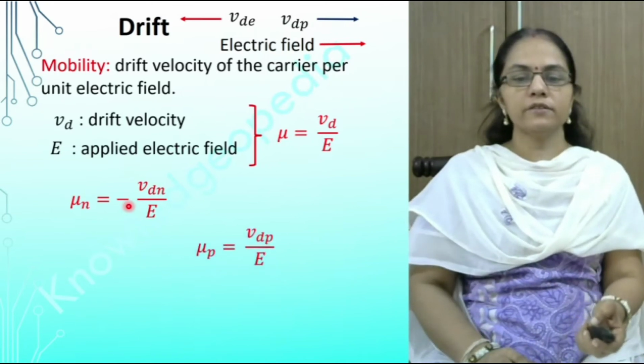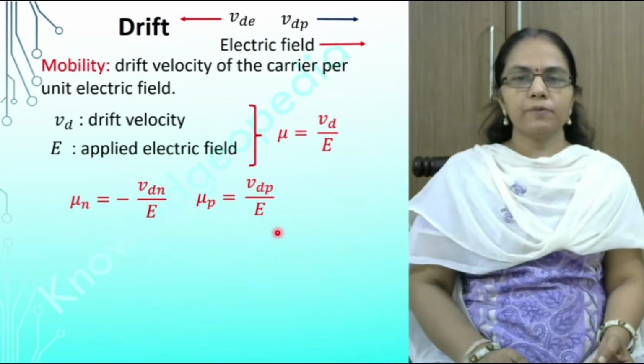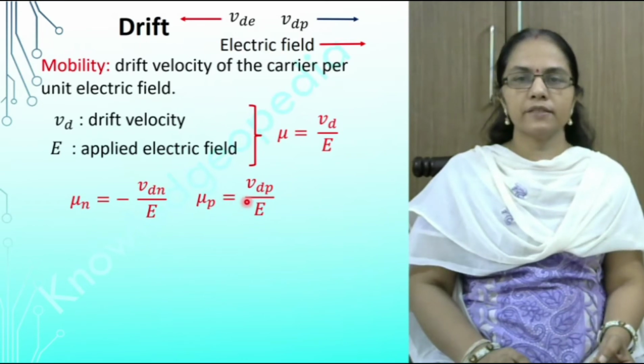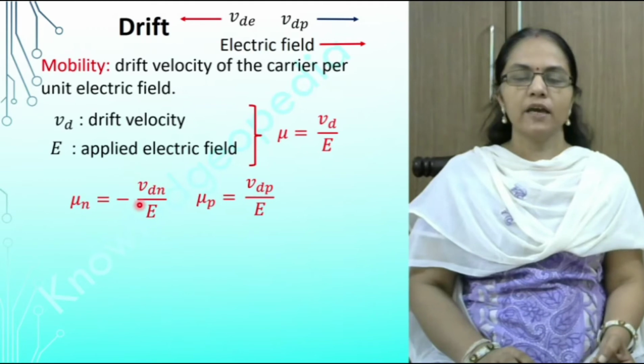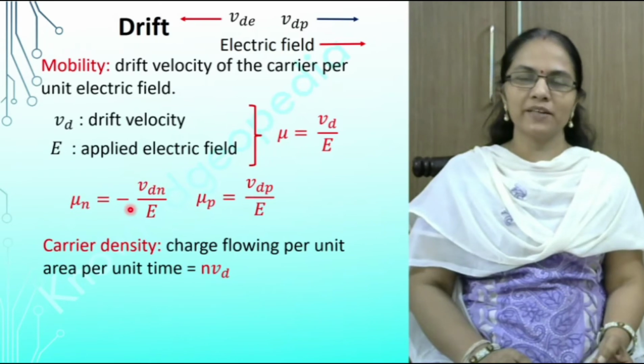Here this minus is coming because E and Vdn are in opposite directions. Now what about mu p? Mu p is equal to Vdp by E. As Vdp and E are both in the same direction, we have taken this as positive, and as the drift velocity for electron and electric field are in opposite directions to each other, I have taken this as negative. Now let us move towards calculating the current density.